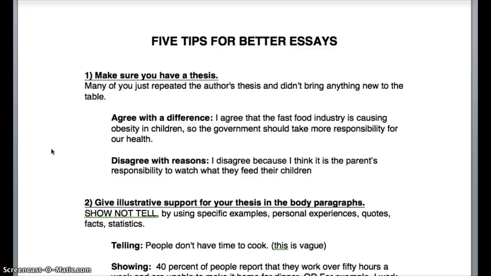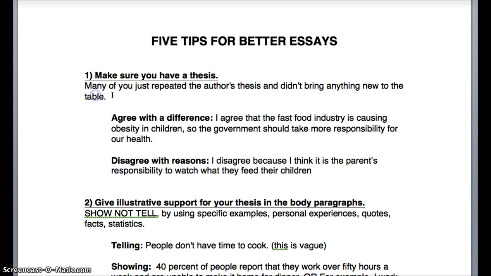Here are 5 tips for better essays. As I read through all of your essays, I came up with 5 different tips I think everybody can benefit from. Number 1, make sure that you have a thesis.